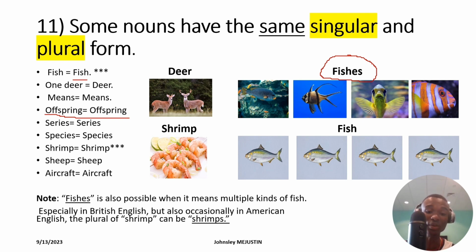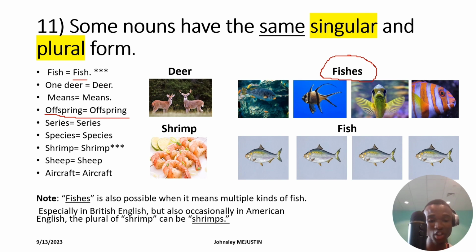You see, this is a different species than the first one. One species, another species, we have 4 different species of fish. Then we say fishes. But here, it's just the same kind. One species, the same species, we say fish. So many fish that are different, we say fishes. But many fish that are the same, we say fish. So fishes is also possible when it means multiple kinds of fish.